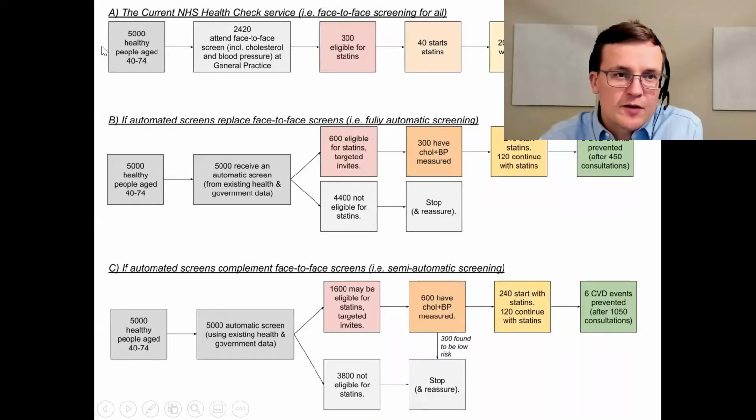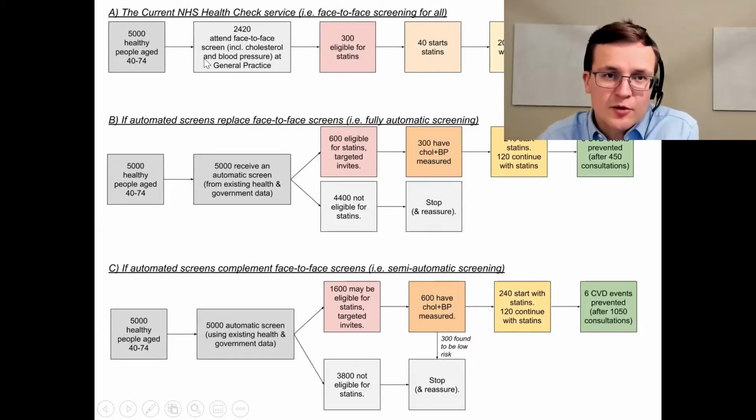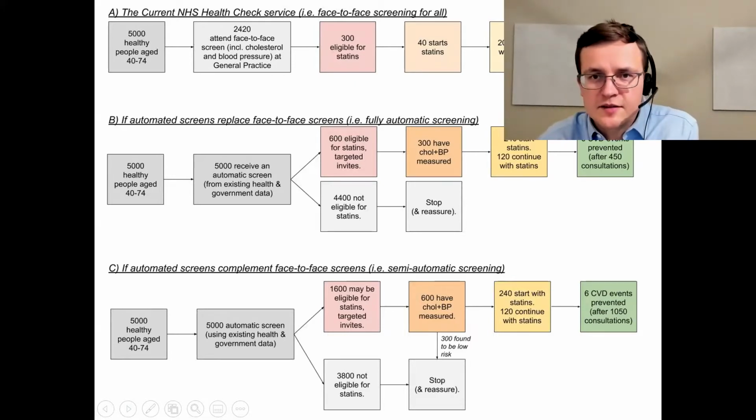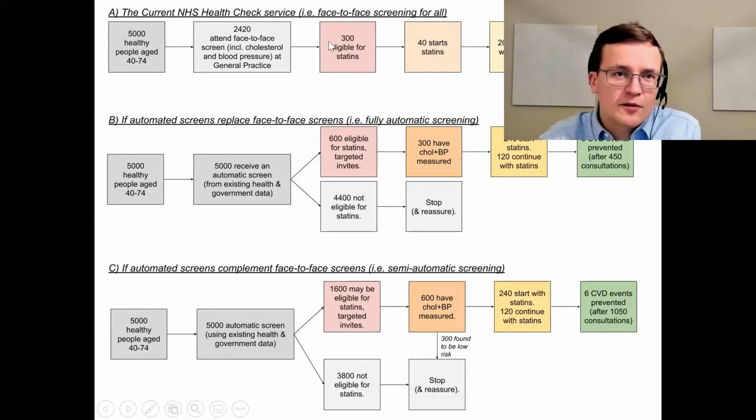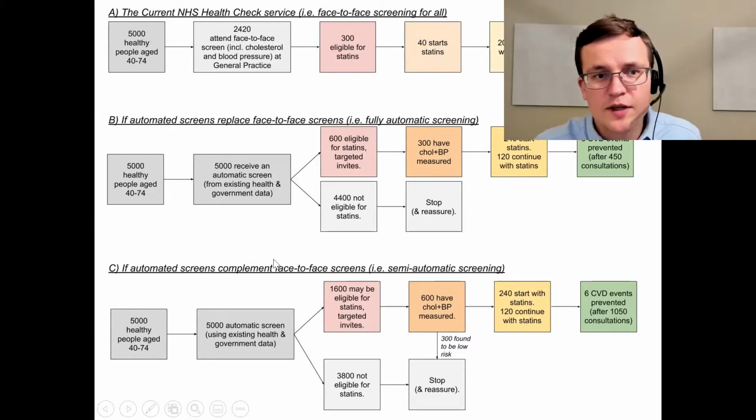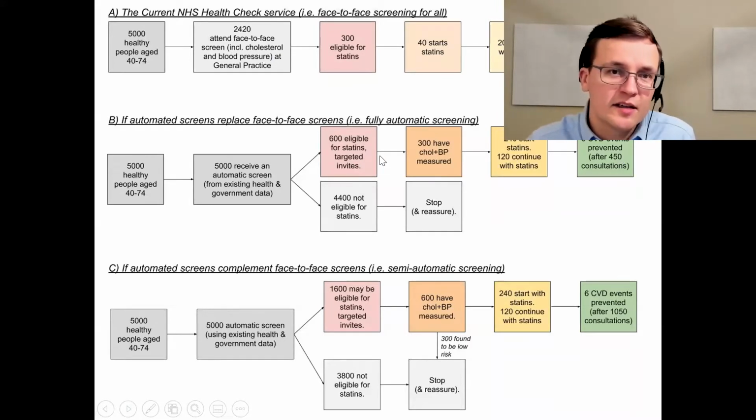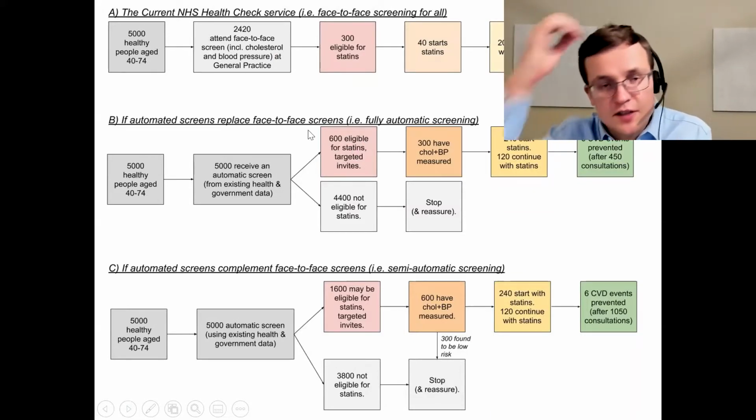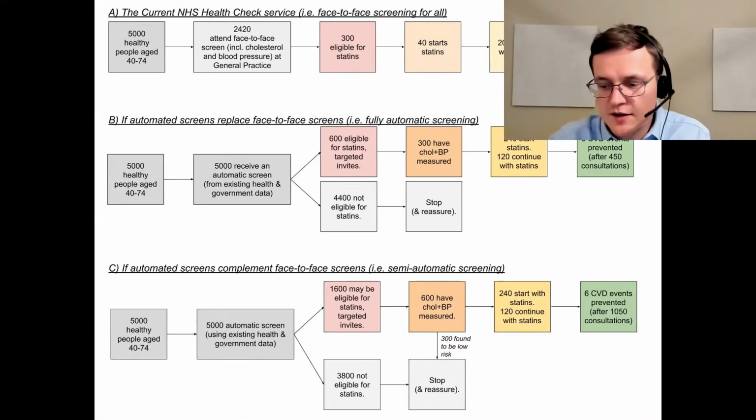So when we have these old-fashioned systems like these health checks programs in the UK, where in order to prevent one CVD event, hiding behind my head, we have to screen invite 5,000 people and have 2,000 people attend for a face-to-face check. Hopefully, if we create highly automated systems, we might be able to prevent 6 CVD events after only seeing maybe 600 people face-to-face. So this is a massive game changer for efficiency and highly targeted services.